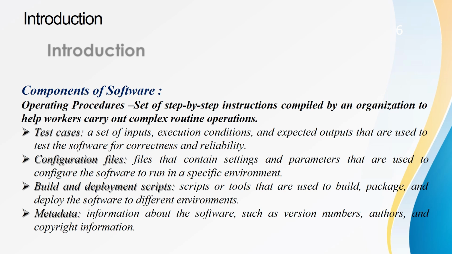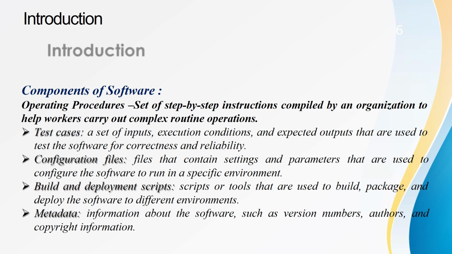Then the next one is configuration files. What is that? Configuration files contain the settings and parameters on how to configure the software to run in a specific environment. For example, if you want to use a software product, first we should install the specific software environment, so that we have to check. For that we need one aspect called configuration files.